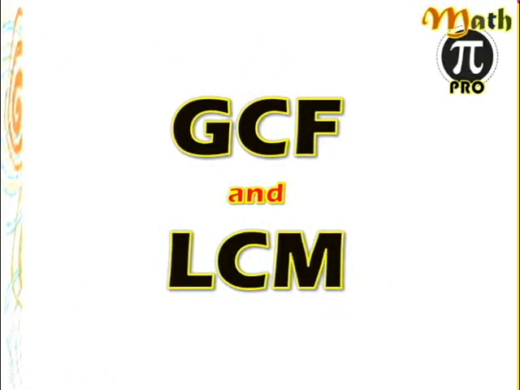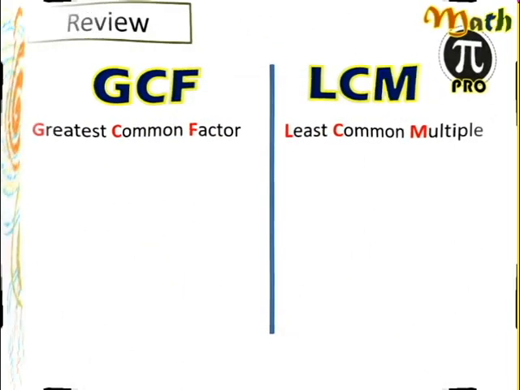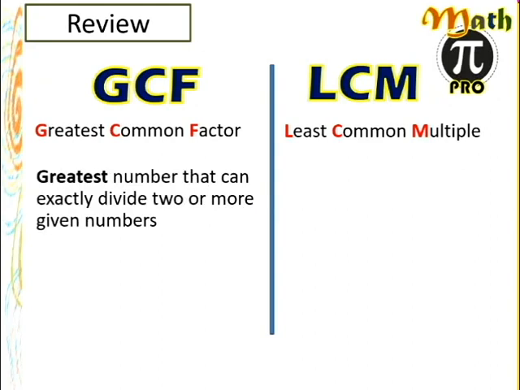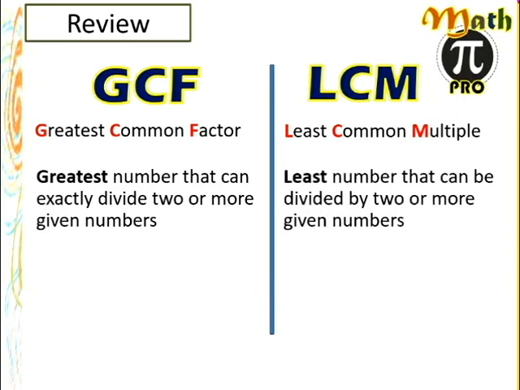Today I'm going to give you tips on how to get GCF and LCM. Let's have a review. GCF is greatest common factor, while LCM is least common multiple. GCF is the greatest number that can exactly divide two or more given numbers, while LCM is the least number that can be divided by two or more given numbers.